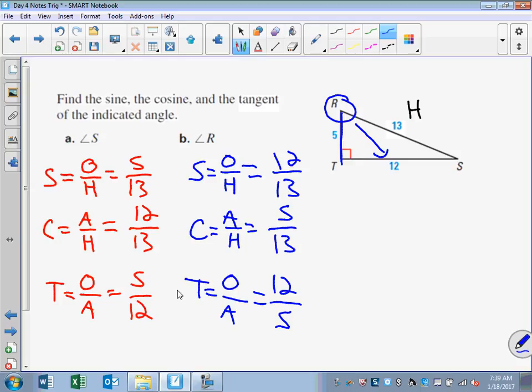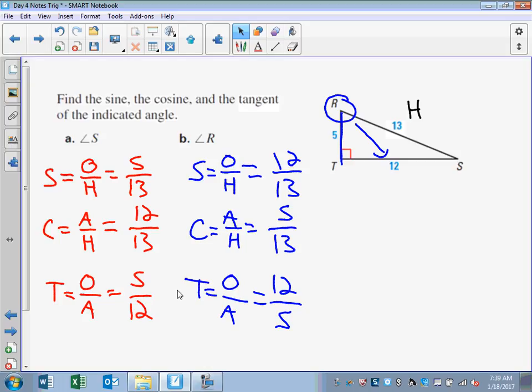So the only thing to watch out for is that when you're talking about different angles, the fractions change a little bit. So the opposite side is going to change, and then the adjacent side is going to change. But the hypotenuse is going to stay the same. So that's just something to watch out for.